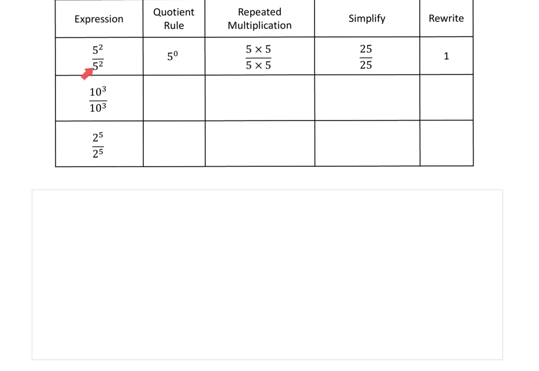Let's look at what we have here. We have 5 squared over 5 squared. My rules tell me to subtract those exponents. Well, 2 minus 2 gives me 0, all right? So let's spread that out and look at what that actually means. I have 5 times 5 over 5 times 5.